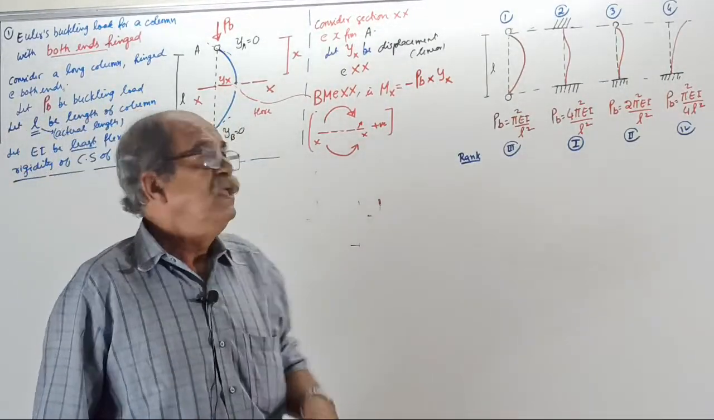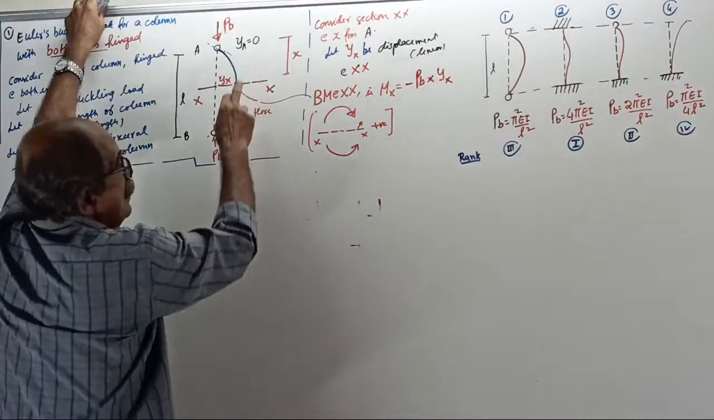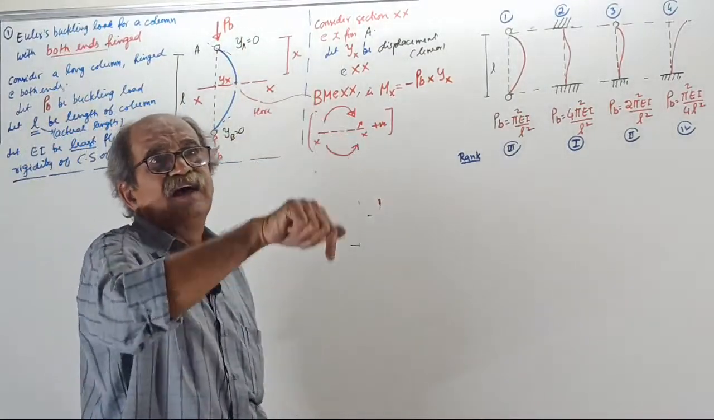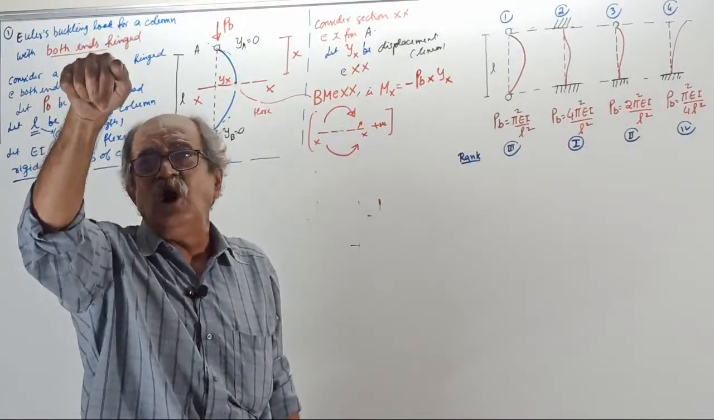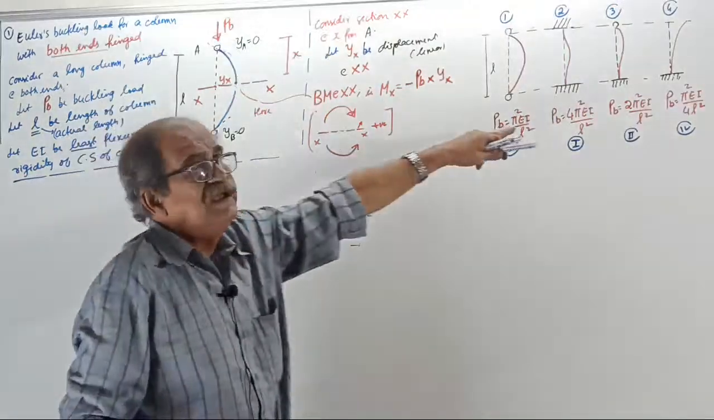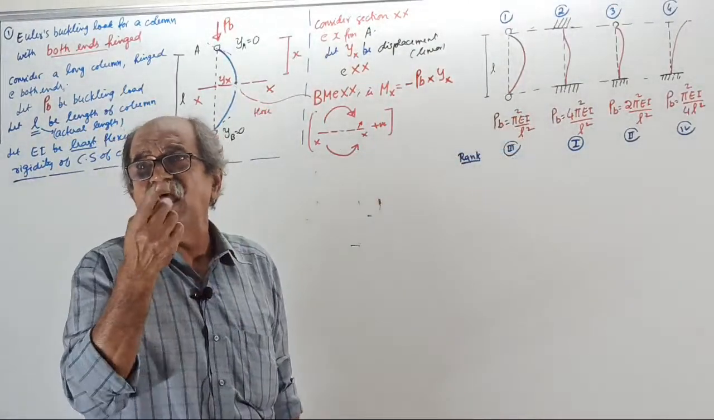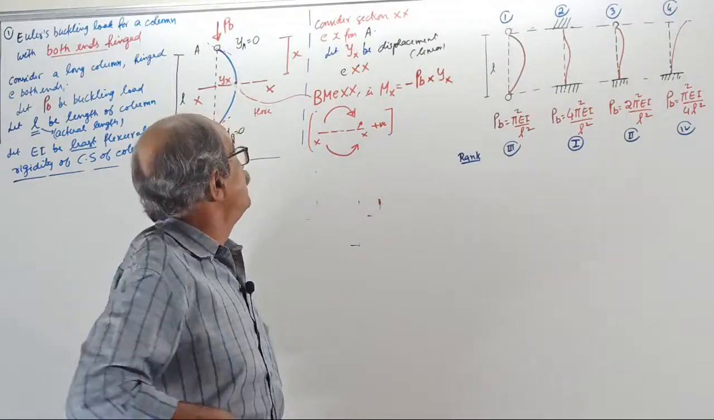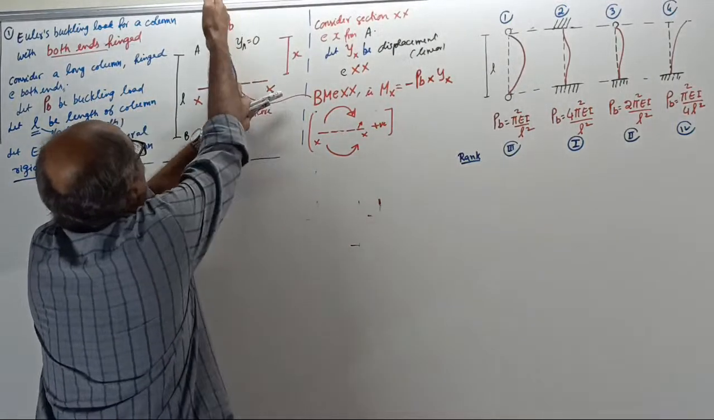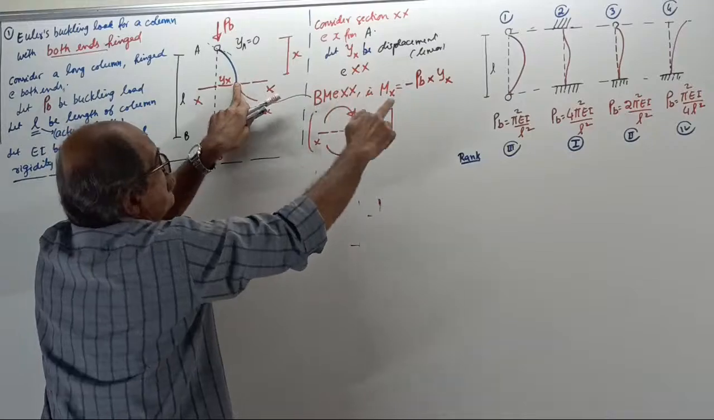If anybody asks, sir, why 0? Go back to last class. I told you to take a screenshot. All the 4 cases, the boundary conditions I wrote last time. We are going to use them now. Then find BM here: load into this distance, minus.